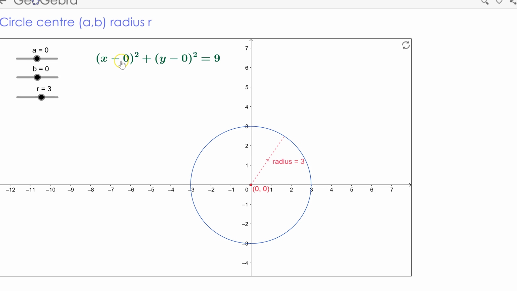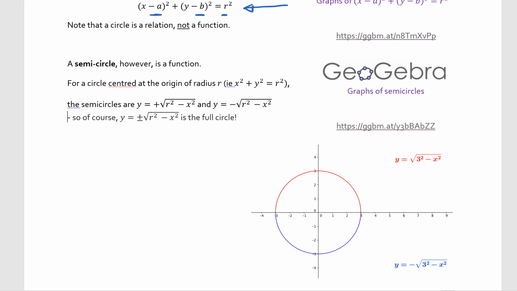And its formula would be, we usually don't write it with the minus zeros, its formula would just be x squared plus y squared equals 9. And clearly it would fail the vertical line test. Now just as up above, we could take the parabola lying on its side and divide it into a positive square root and a negative square root. We can do the same with the circle, and we get the semicircles.